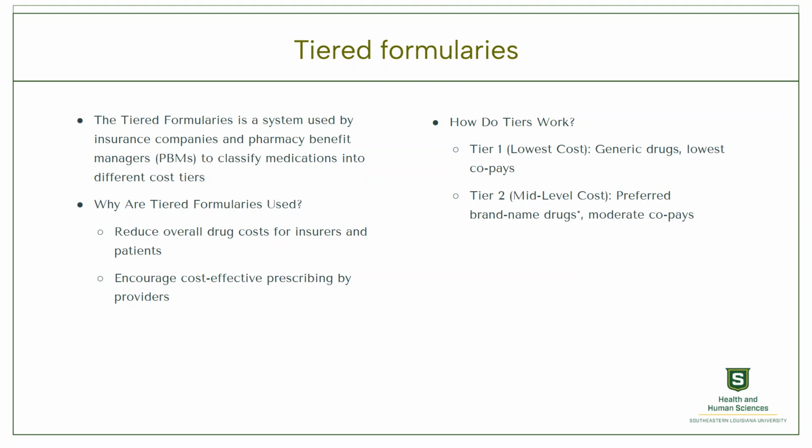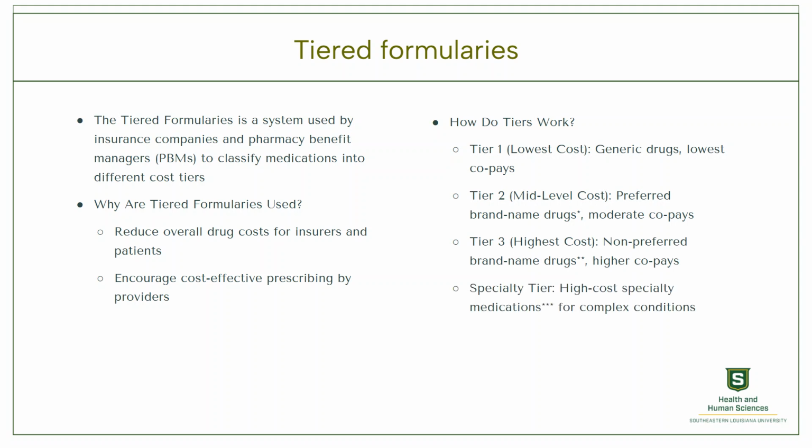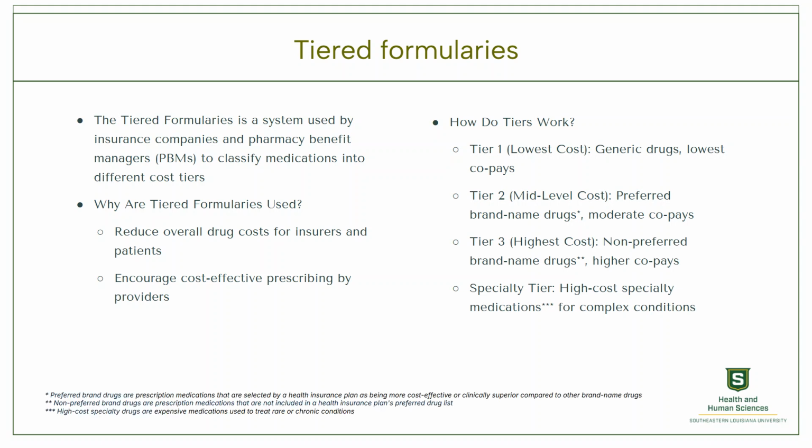Tier two is where you have the preferred brand name drugs. They have a more moderate co-payment. Tier three is your non-preferred brand name drugs. They have a higher copay than the preferred brand name drugs. And then the last tier, the specialty tier, is where you have the high cost specialty medications, usually for very complex conditions. I've included this explanation of what I mean by preferred brand name, non-preferred brand name, and specialty medication, so that you can understand how they differ from each other.